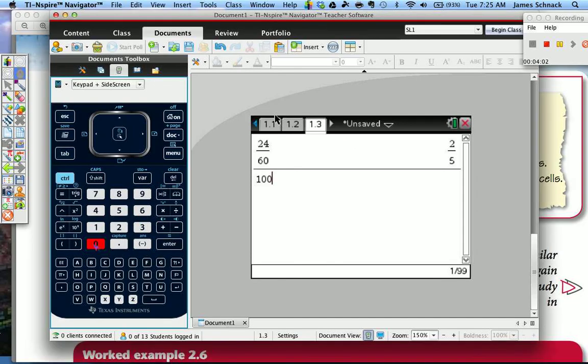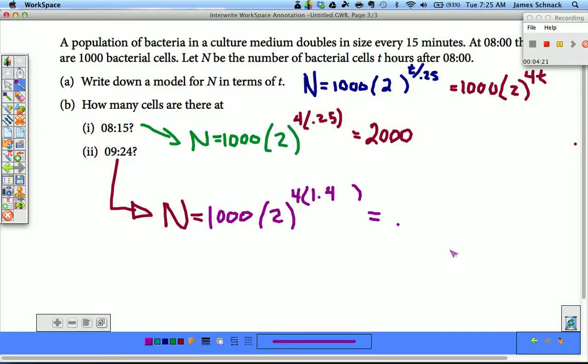1,000 times 2 to the 4 times 1.4. There's our new population, 48,502. Wow, that's a significant growth. 48,502 bacteria. So in that hour and 24 minutes, we've gone from 1,000 to 48,000. That, my friends, is exponentially growing at a very, very rapid rate. And that's what we're looking at with this exponential growth.